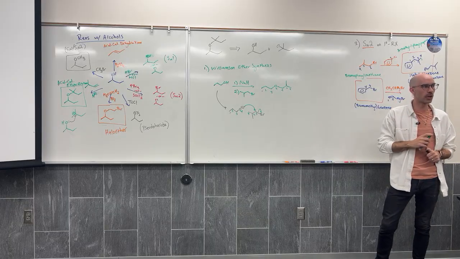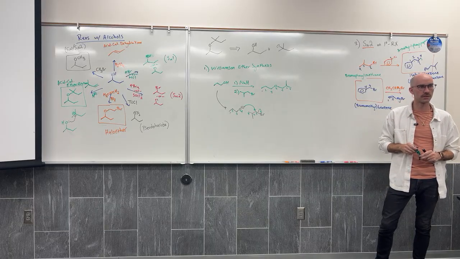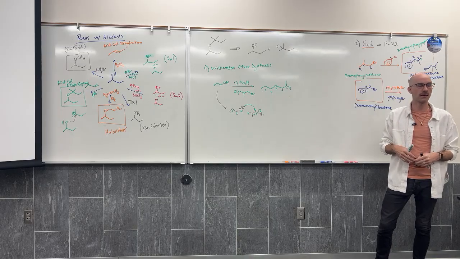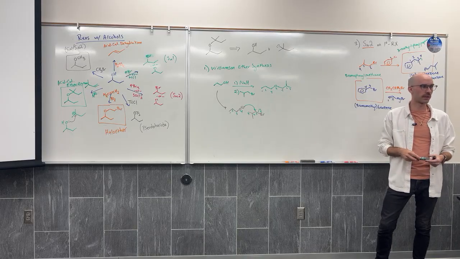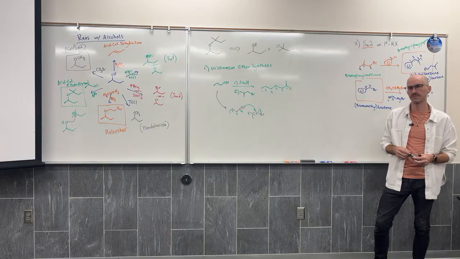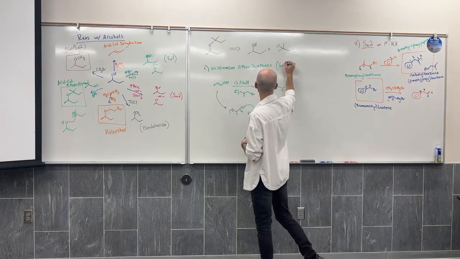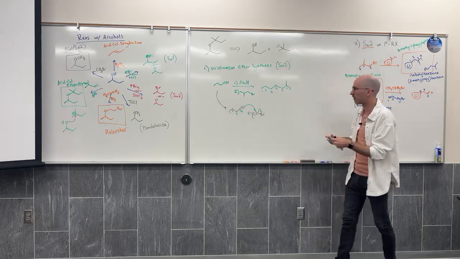So you already know Williamson ether synthesis. You just didn't know that the alkoxide was made from an alcohol using a strong base. Does that make sense? Williamson ether synthesis, essentially the epitome of SN2.